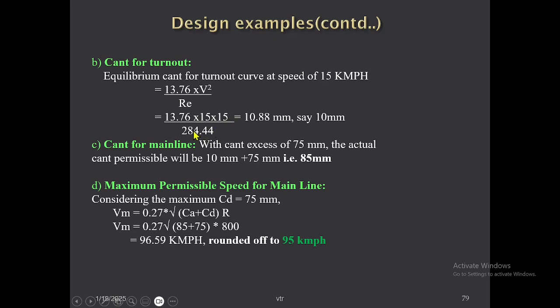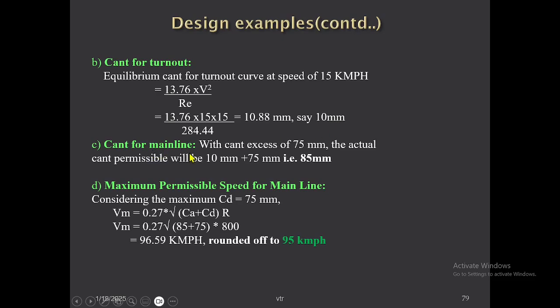Okay, now 284 is the resultant radius of the turnout side, and we are finding out the equilibrium cant for the 15 kmph speed on the turnout. So for 15 kmph, we find out the equilibrium cant using the same relation, 13.7 V squared by R resultant. So for this speed, we are getting 10.88 mm superelevation required. Say 10 mm we are providing.